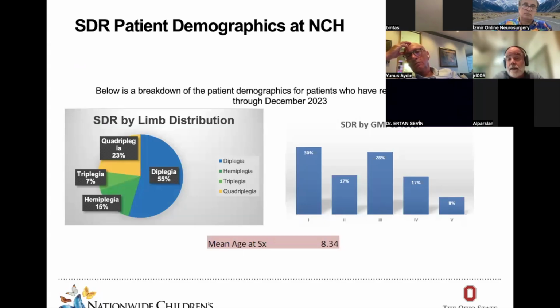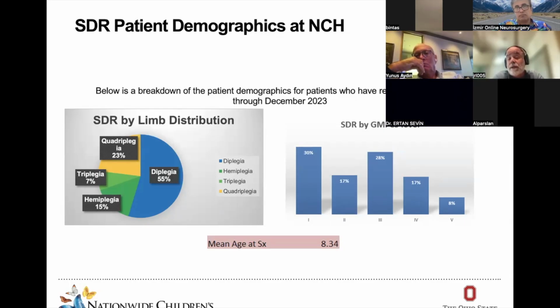This is really the SDR demographics at NCH, and as you can see here, a large portion of what we are seeing and doing are the diplegic children. About 55% of what we do are diplegics, and another 15% are hemiplegics. Over a quarter of the patients are quadriplegic, meaning these are what we call palliative rhizotomies, which I'll talk a little bit about later in the talk.